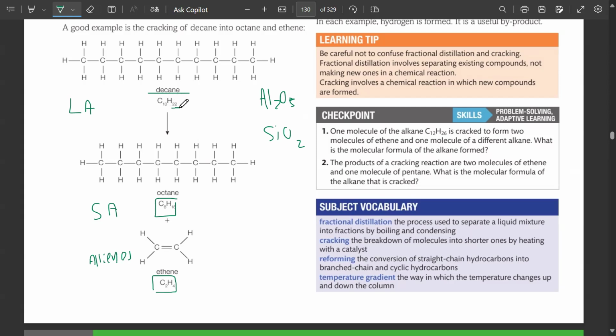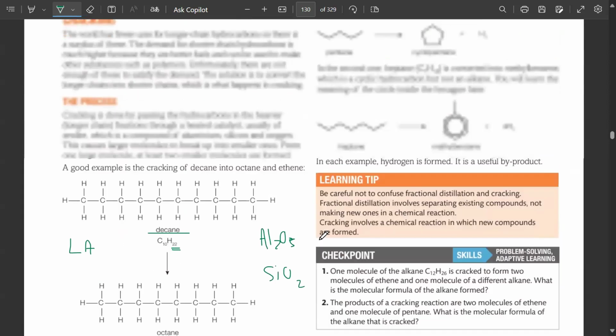The hydrogens were total 22. यहाँ पे कितने hydrogens आ गए, 18 and plus 4. तो वो total आपके पास हो गए थे.